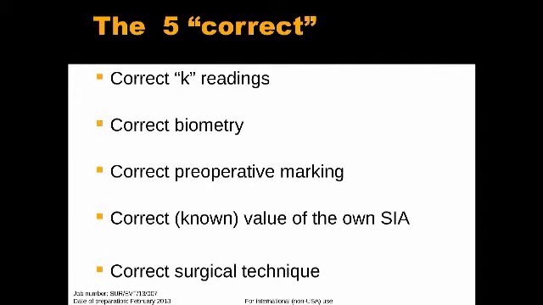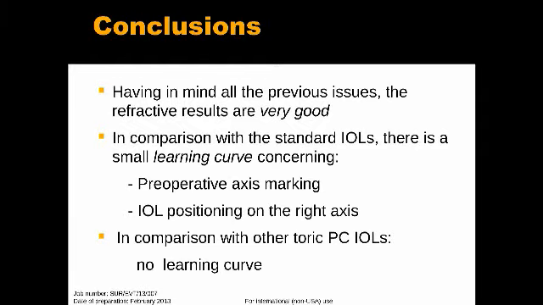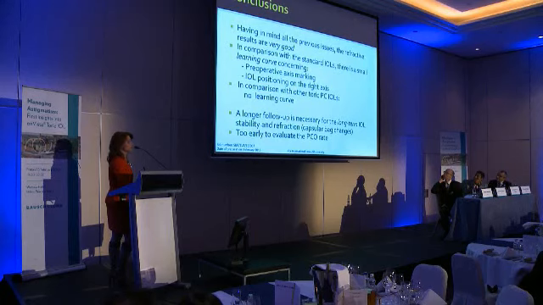I would keep in mind the 5 correct things that any surgeon who wants to start implanting toric IOLs needs: the correct K readings, the correct biometry, the correct preoperative marking of the cornea, correct and known value of one's own surgically induced astigmatism, and correct surgical technique. Having in mind all these previous issues, the refractive results are very good and the patients are very happy.